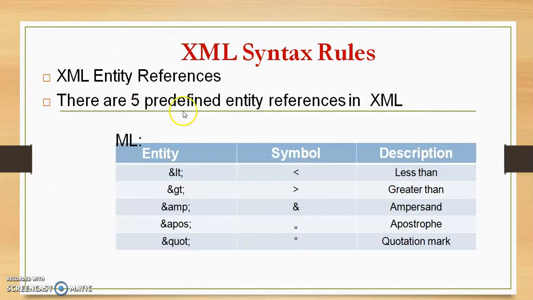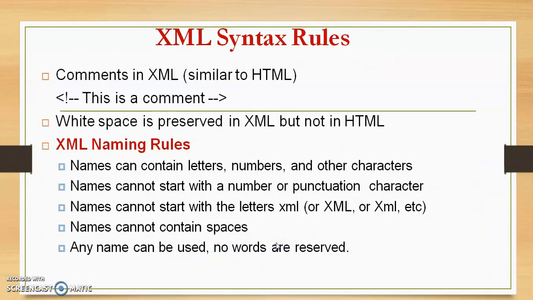These are some of the predefined entity references: for less than, ampersand LT semicolon; for greater than, ampersand GT semicolon; for ampersand, ampersand AMP semicolon; for apostrophe, ampersand APOS semicolon; and for quotation mark, ampersand QUOT semicolon. These are used as the entity reference symbols. Comments in XML are similar to HTML: exclamation and hyphens open a comment, and hyphens close it. White space is preserved in XML but not in HTML. The naming rules are: names can take letters, numbers, or other characters. Names cannot start with a number or punctuation character. Names cannot start with the letters XML. Names cannot start with spaces.